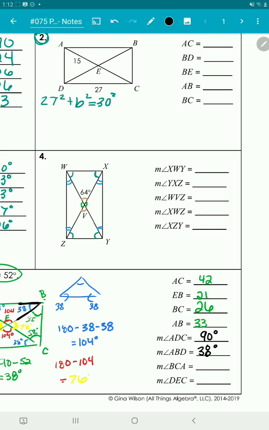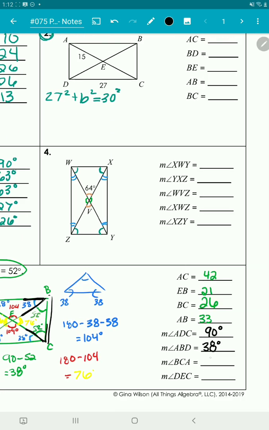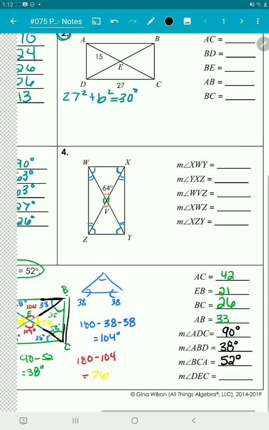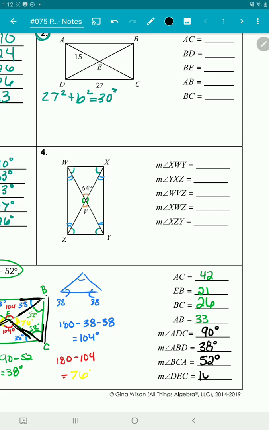Now it's asking us for angle BCA. So from B to C to A, you see here I've got that marked as 52 degrees. And then DEC. So from D to E to C. So it's this red angle here. And we said that one is 104 degrees.